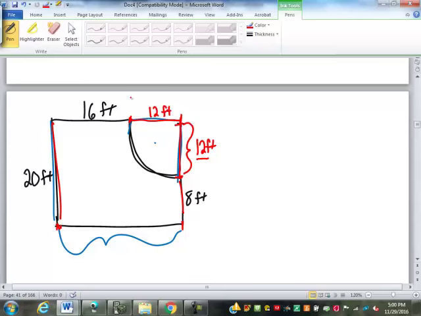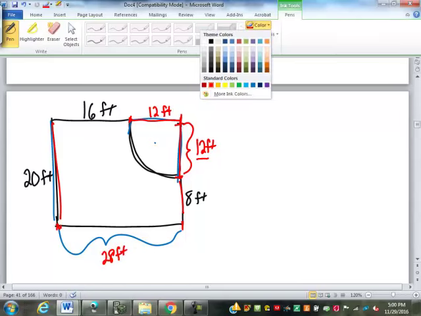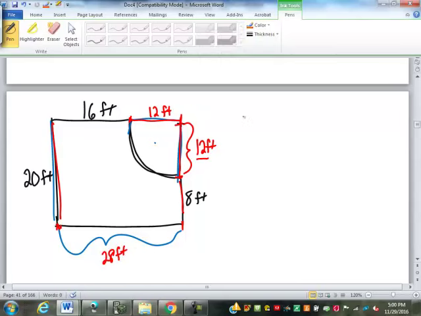So that makes that 16 plus 12, which is 28 feet. So that large rectangle is 20 feet by 28 feet, which is 560 square feet.